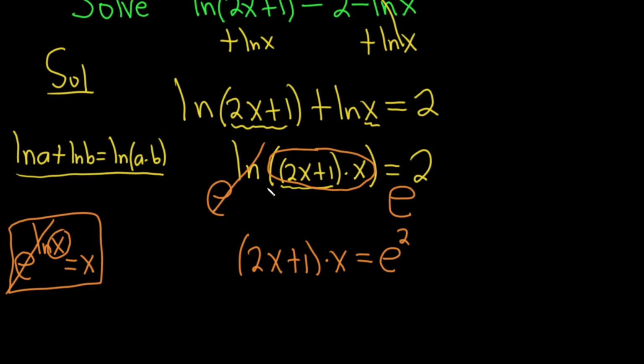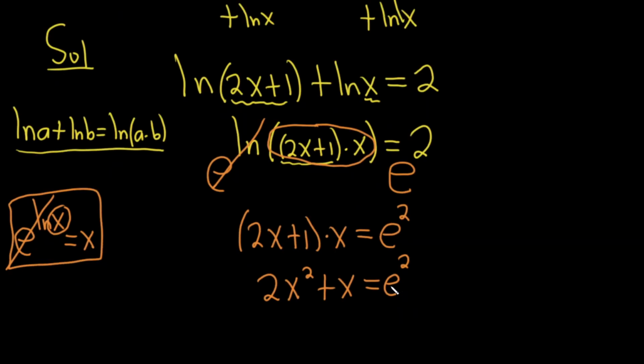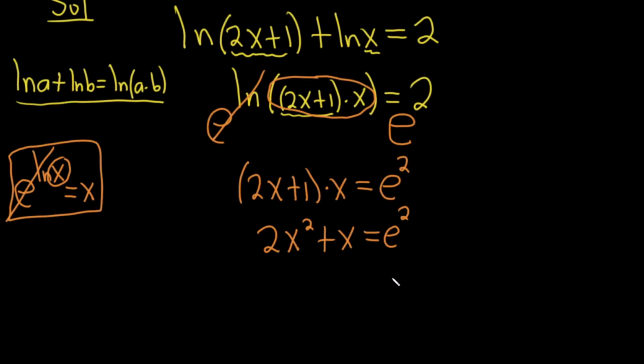Okay, let's keep going. So now what we're going to do is distribute this x. So this will be 2x squared plus x, right? X times 1 is x, and that's equal to e squared. And this is a quadratic equation. So whenever you have a quadratic equation like this, you do have to set it equal to 0 to try to solve it. That's usually a good idea. So we'll subtract the e squared from both sides. So we have 2x squared plus x minus e squared, and that's equal to 0.